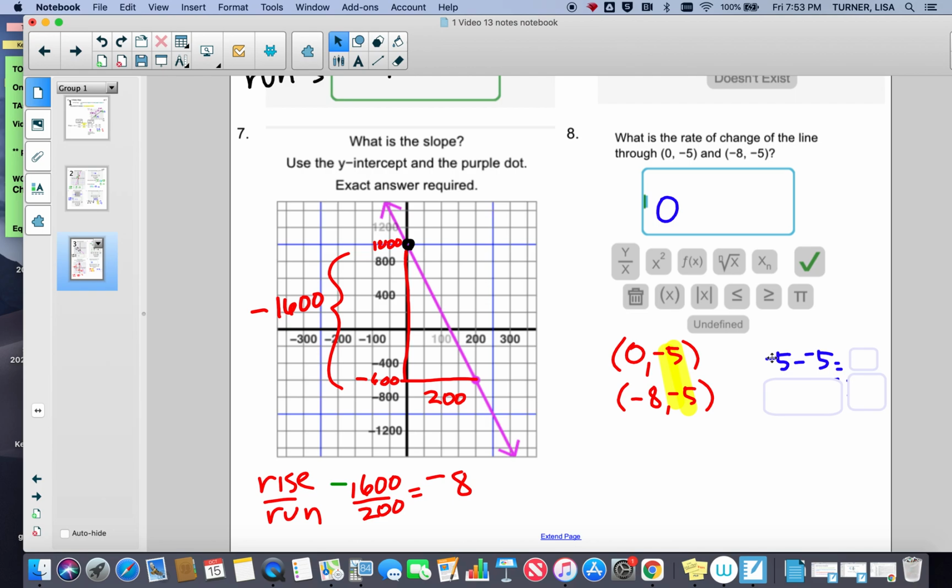Mathematically, I'm just going to show you one more thing here. If I put the y's, all right, the -5 minus the -5, I'd get a 0. And then if I did the x's, -8 minus 0, I'd get a -8. And when I put that in my calculator, and I would say if you're going to use this formula, actually take a moment and use your calculator, because your brain's going to mix these up and say it's undefined if it sees a 0 or something. 0 divided by -8 is 0.